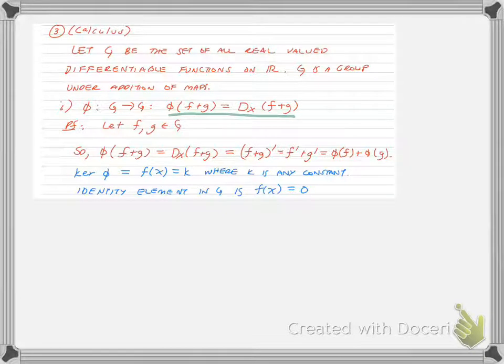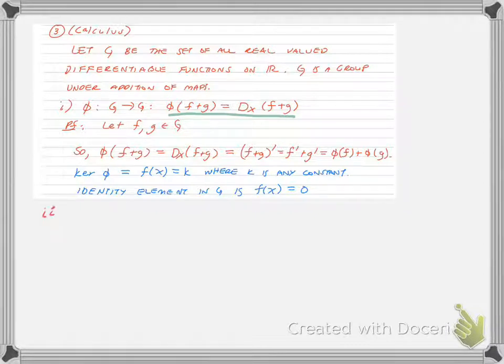Okay. Hello, everyone. I just wanted to finish up the example so we can work on the proofs on Monday. And we left off here in class. And so we talked about the kernel there being the identity, being every function f of x equals k, where k is any constant, and then the identity element is the f of x equals 0 function.